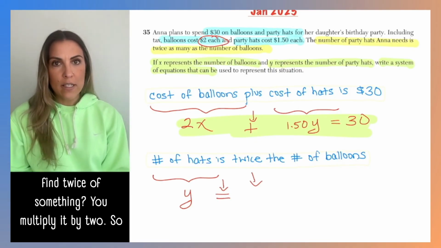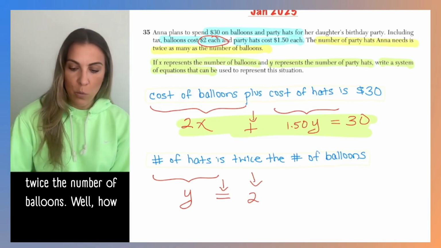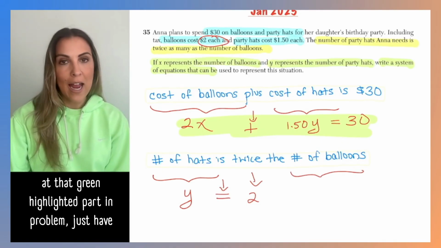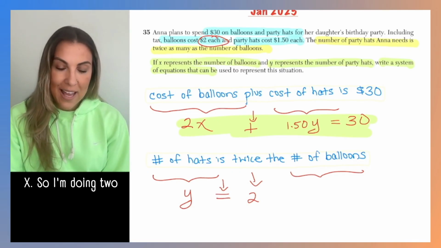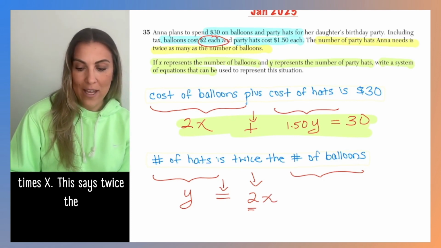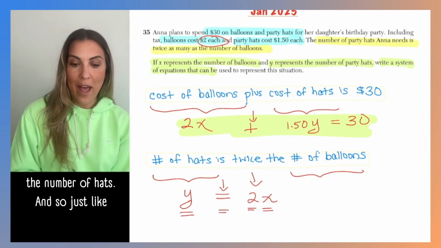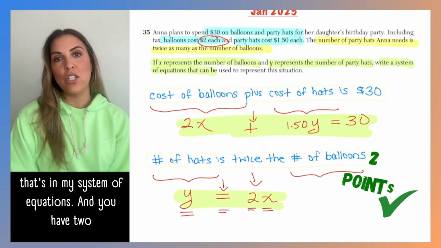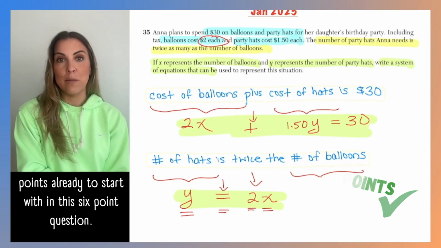How do you find twice of something? You multiply it by 2. So twice the number of balloons. Well, how do we represent the number of balloons? Again, looking back at that green highlighted part in the problem, we just have to read. The number of balloons was x. So I'm doing 2 times x. This says twice the number of balloons is equal to the number of hats. And so just like that, I have already built the second equation in my system of equations. And you have 2 points already to start with in this 6-point question.